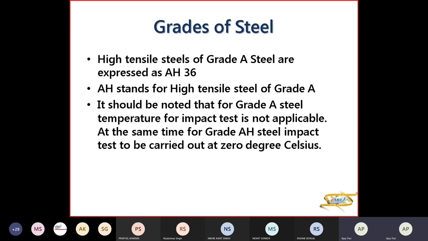Suppose high tensile grade of A grade is used, then how will you write it? AH36. So 36 will be your strength number. If high tensile steel of grade A is used, 36 will be your strength number. H is your high tensile steel, A is grade A steel. So for grade A steel, temperature for impact test is not applicable. At the same time, for grade AH steel, impact temperature, where it is high tensile steel, has to be carried out at 0 degrees Celsius. A grade steel will not be impact tested at low temperature, but high tensile A grade will be carried out at 0 degrees Celsius.